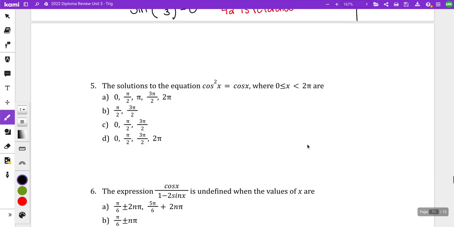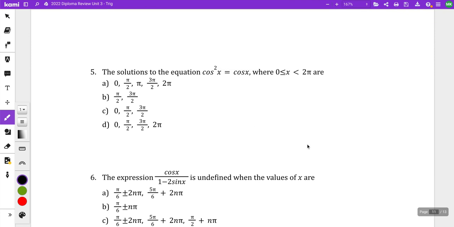Right, next one. The solutions to the equation cos squared x equals cos x are... Two ways to do this. One way, you can just verify these answers. Right? Throw it in left side, right side, see if it works. That's legit. I don't think you'll get a question that easy. The question that you'd probably see would be like the number of solutions to this equation. And then you can't really guess it. But if they ever give you answers, you can just verify them.